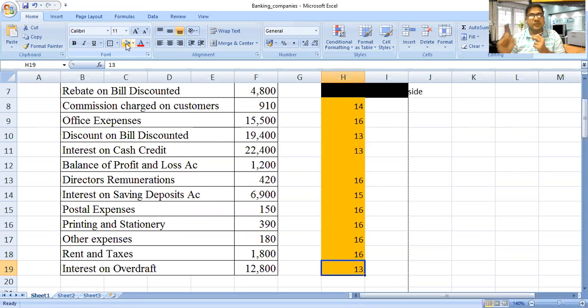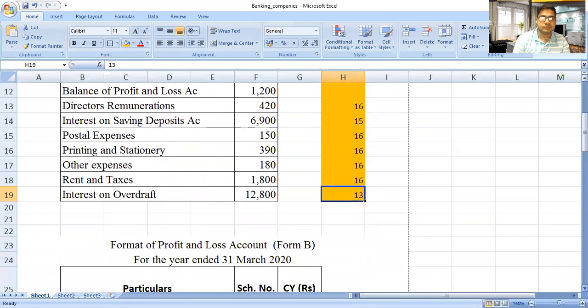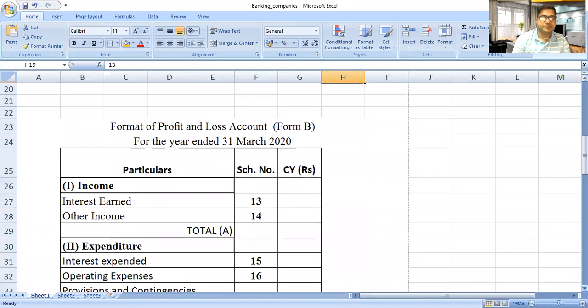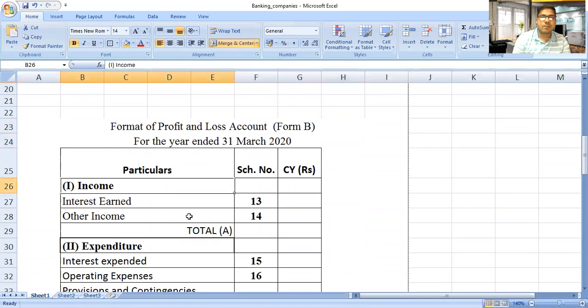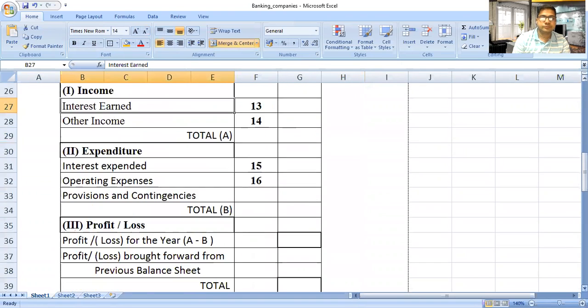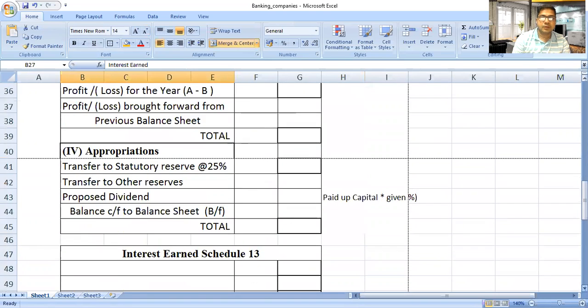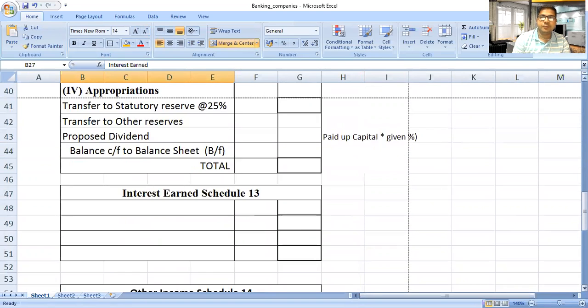Interest expended, other income, and operating expense. Operating expense, generally we know, is our day-to-day profit and loss account debit balance, debit side expenses. Now we will move further to how we will write our answer. This is a particular format for the year ended. This is the format we have to write. Now one by one we will put in the items.